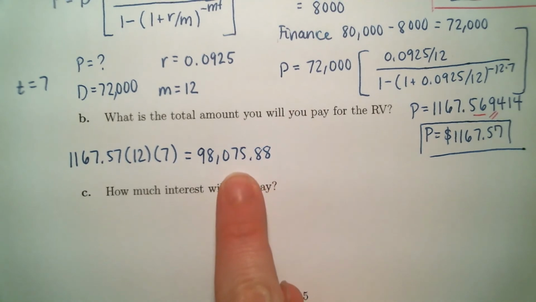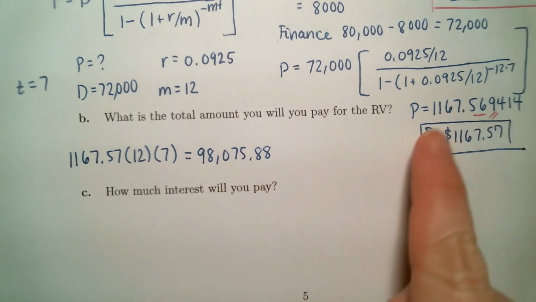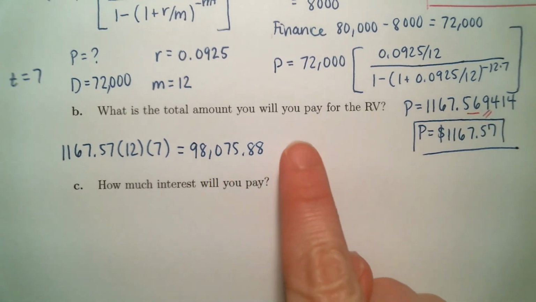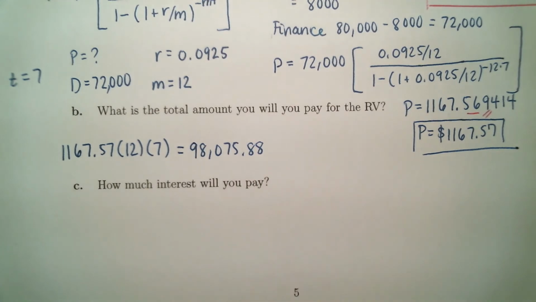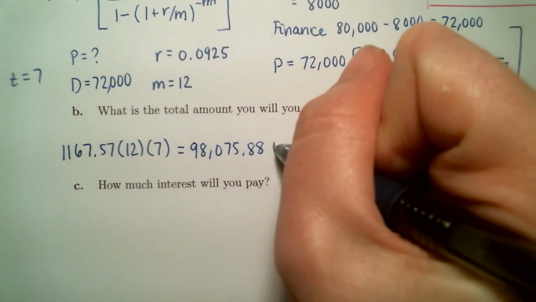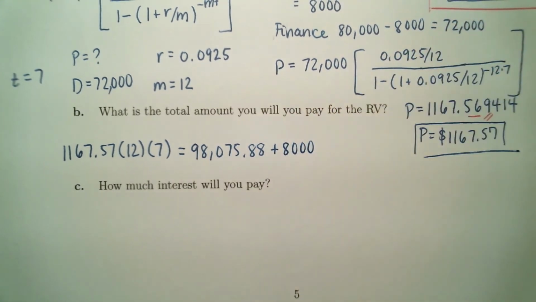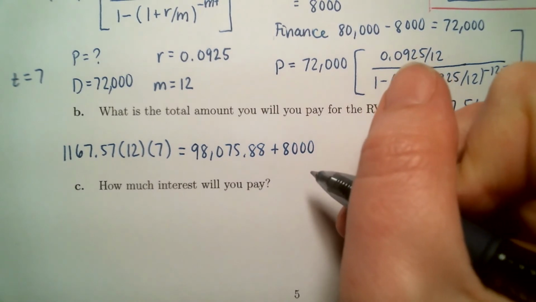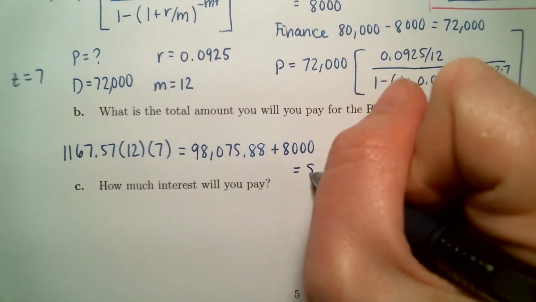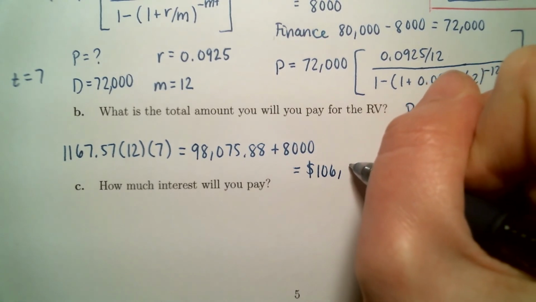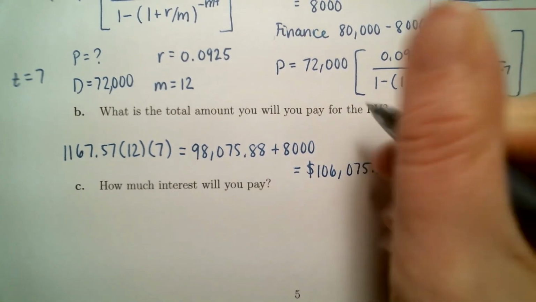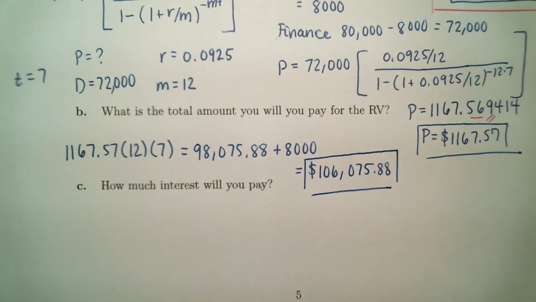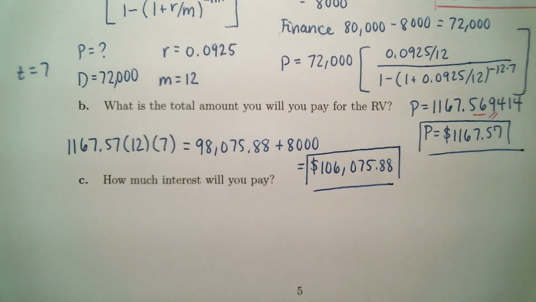But this is not the total amount you pay for the RV, because don't forget about the down payment. Remember, you're making these monthly payments for 7 years, but before you started making those monthly payments, you paid the down payment, which was $8,000. So you need to add that back in to get the total amount that you paid for the RV. So if you add $8,000 to that amount, the total amount you end up paying for this RV is a whopping $106,075.88.